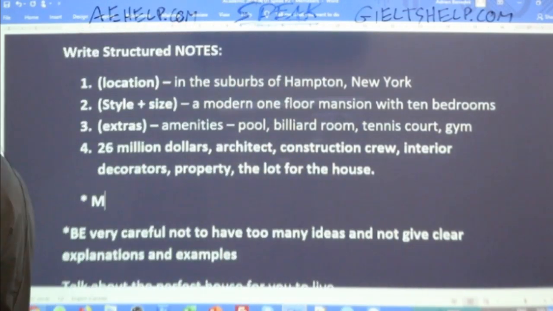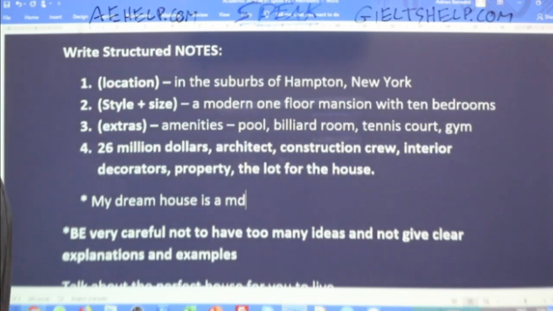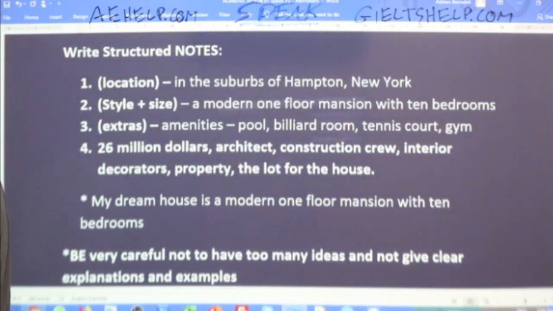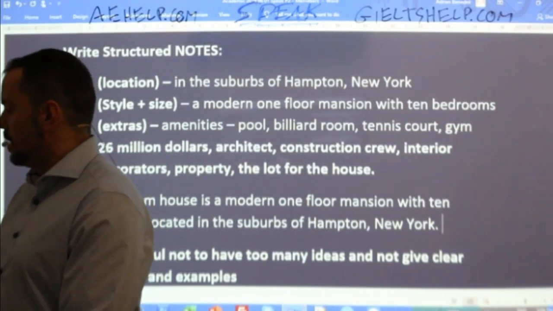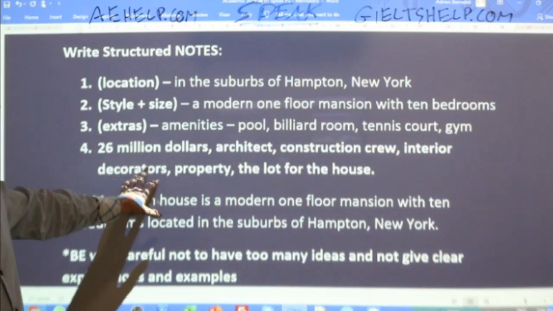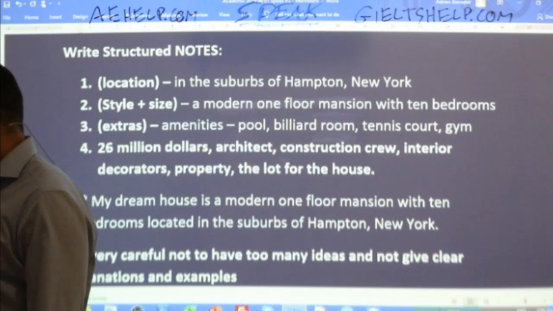Okay? So Haung says, my dream house, let me take bold off here. My dream house is a modern 1-floor. Just copying out Haung's response here. Is a modern 1-floor mansion with 10 bedrooms located in the suburbs of Hampton, New York. Yeah, so that's a band 9 start. Absolutely. That's a band 9 start. Haung, fantastic. Haung, you're really improving.